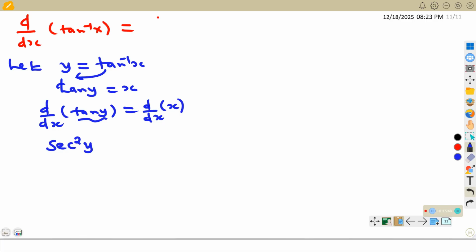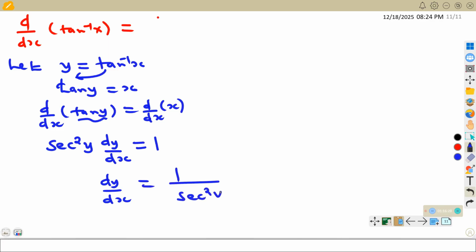But do we stop there? No. Then dy dx, because you are differentiating tan with respect to x, not with respect to y. If it was with respect to y, there is no need of putting this. So sec squared of y times dy dx is equal to 1. From there, dy dx will be the same as 1 divided by sec squared of y.